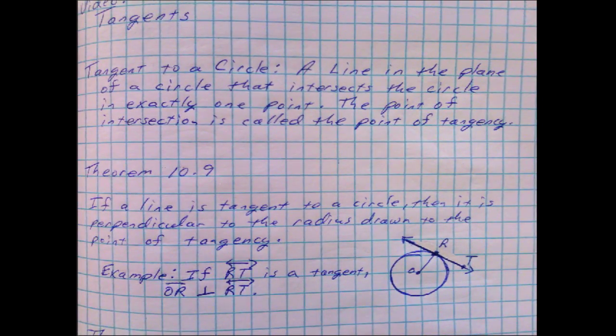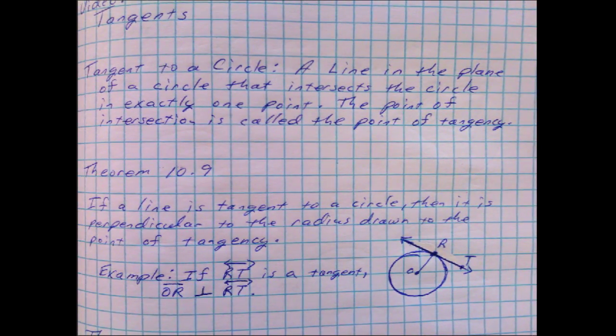Okay, so these are tangents to a circle. We've been talking about circles, we talked about central angles and inscribed angles. Now we're going to be talking about lines that go outside of the circle. So our first one is tangent.